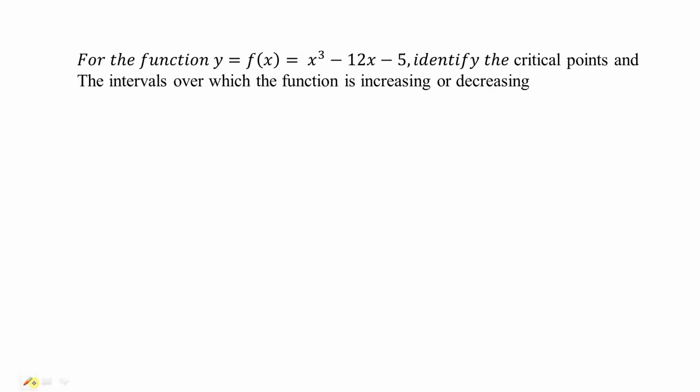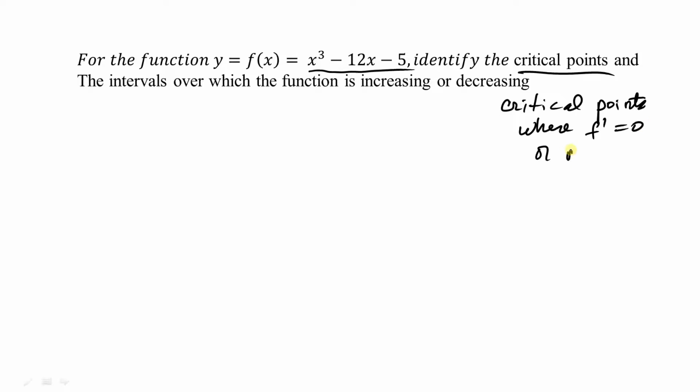Now, for the function f of x equals x cubed minus 12x minus 5, we want to identify what we call critical points. Critical points, as you remember, are where f prime is equal to 0 or not defined. So let's calculate f prime for this function. The derivative is defined for this cubic function for all values of x, so there are no points where the first derivative is not defined, but let's see if we can find where it is 0.